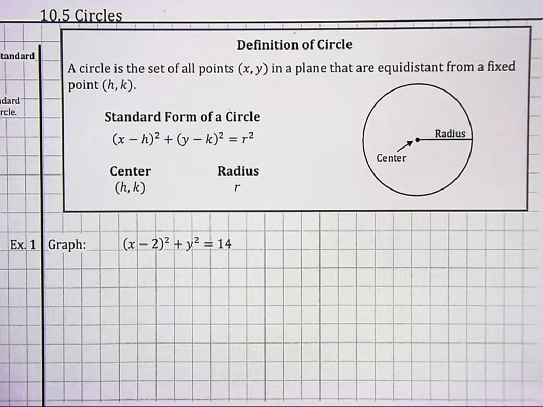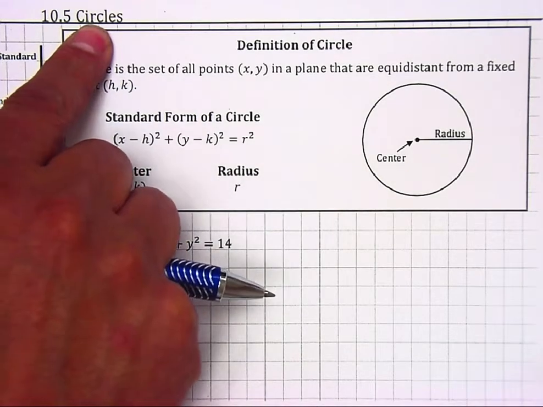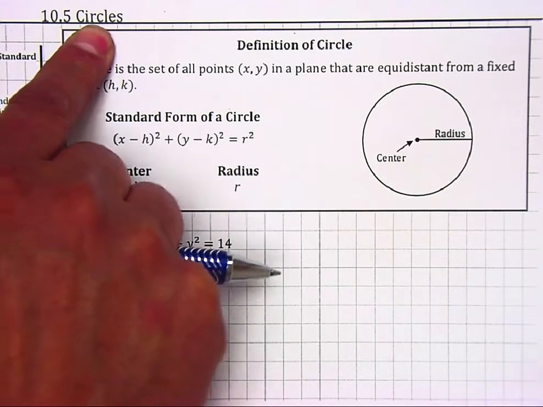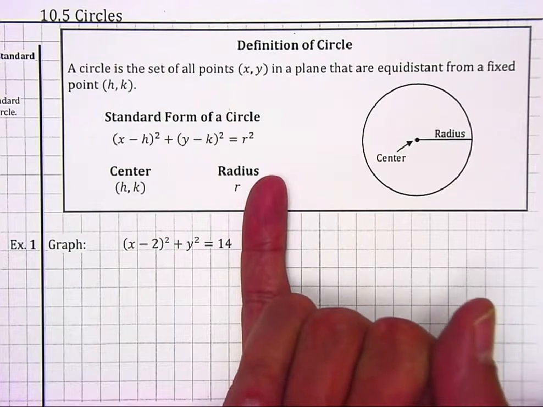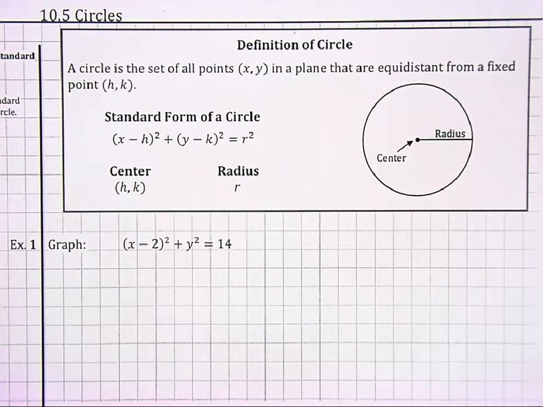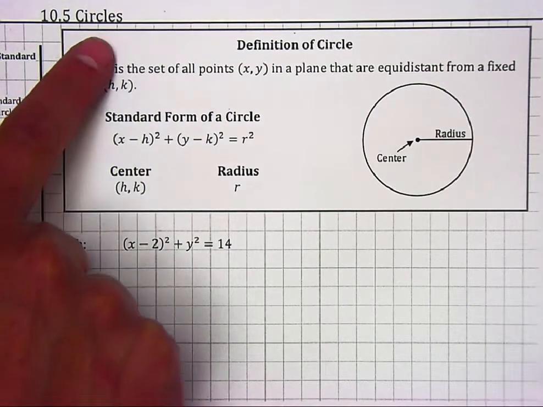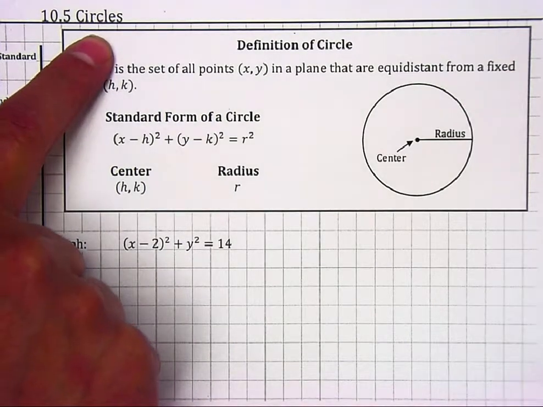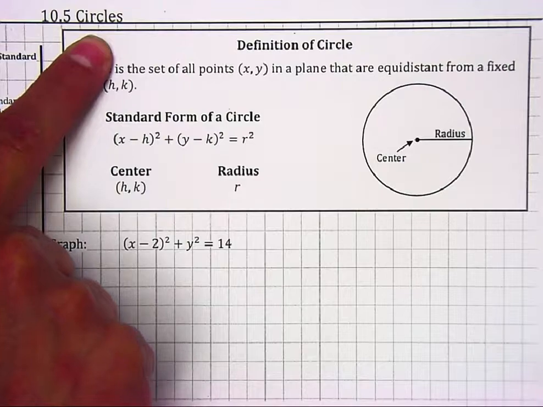Good morning. Today we are going to cover circles. Circles is the last conic section that we need to cover. We covered parabolas, ellipses, and hyperbolas. Circles is briefly mentioned in 10.2 as they introduce the conic sections.